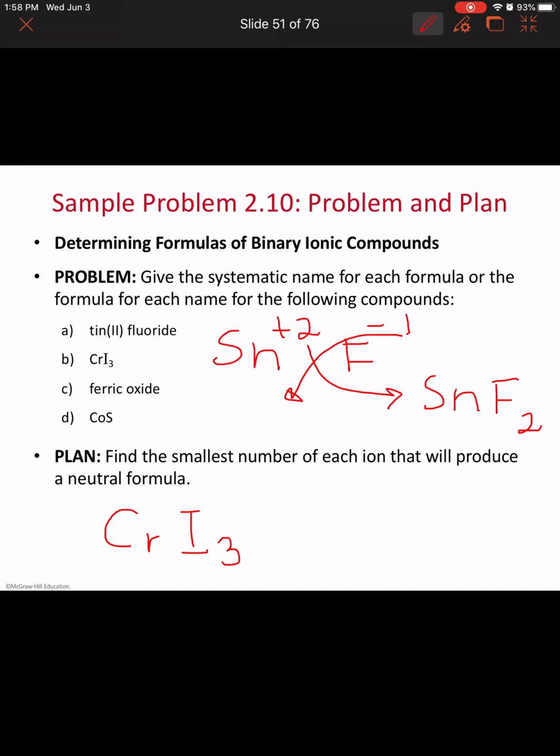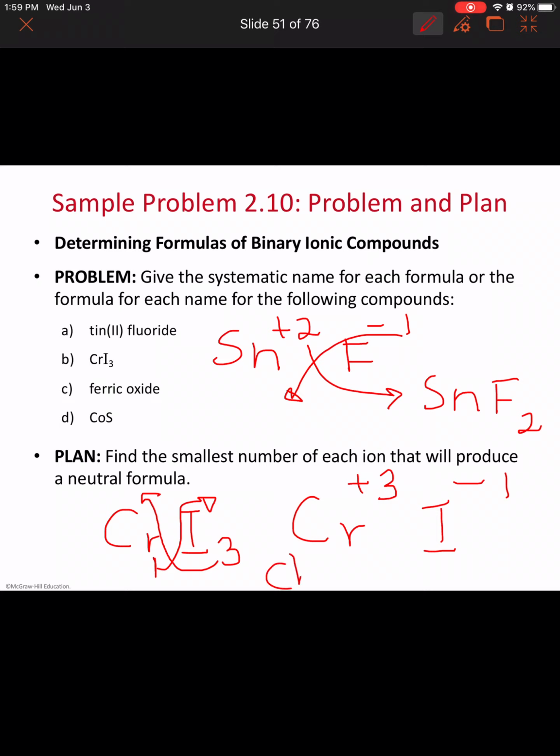So let's see. You are given CrI3. If you don't know what the charge is, remember we can crisscross to get the formula, and similarly we can crisscross back to figure out the charge. If you don't have anything, that means it's 1, and you can put it right there. So the charge of the chromium is +3 and the charge of the iodide is -1. So, crisscrossing back. Always the first element is the metal, the next element is the non-metal. Metal is the positive ion, non-metal is the negative ion.